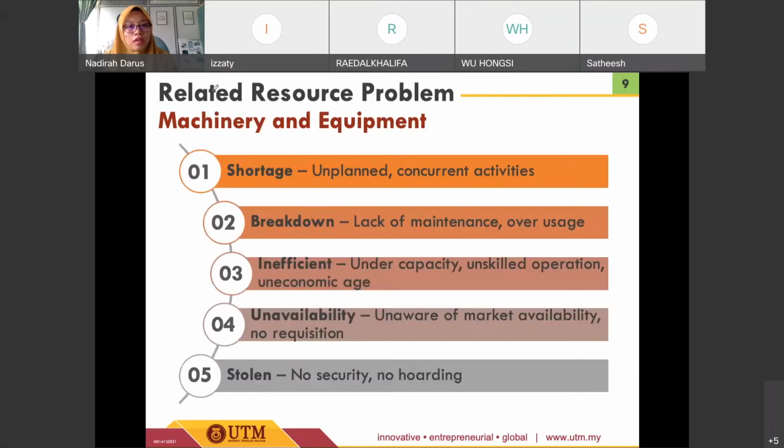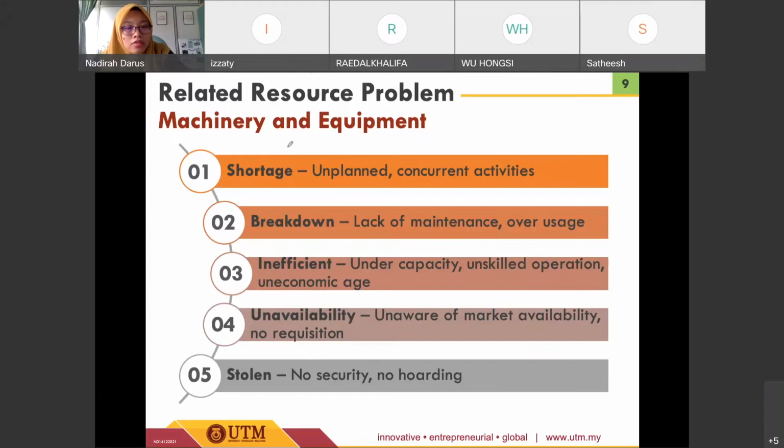Okay, the next one, we also have some issues or potential problems related to the machinery and equipment. Okay, similar to the previous one, problems related to the manpower. For the machinery and equipment or construction plant, there are several factors that lead to resource problems, such as shortage, breakdown, inefficient operation, unavailability, and theft.